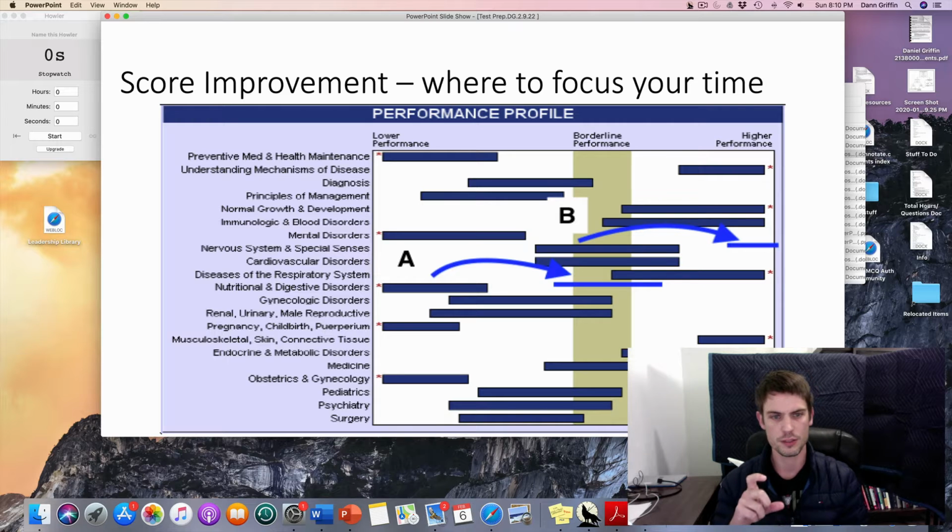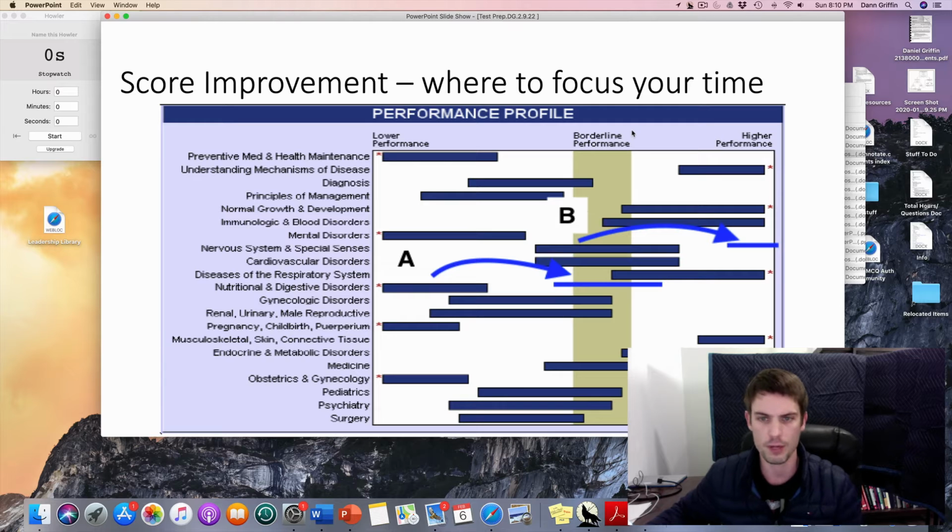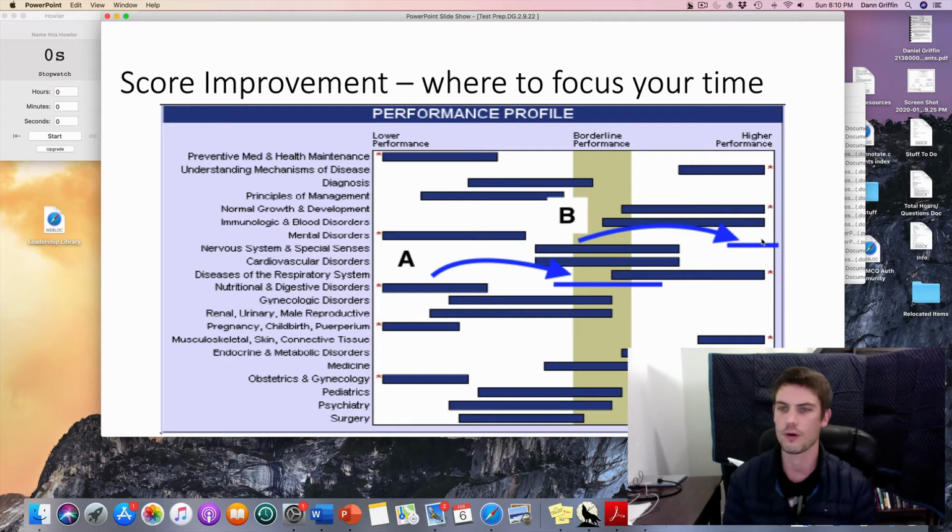What you're getting at is, to move from lower performance to borderline performance, so to move from like here to here, you get the same score bump you would to move from borderline performance to high performance. The final goal is to move everything to high performance, sure. But your score increase is the same. Now, the time required to move from, let's say, A area to B area is about half of what it takes to move B to arbitrary point not disclosed out here at the far right.